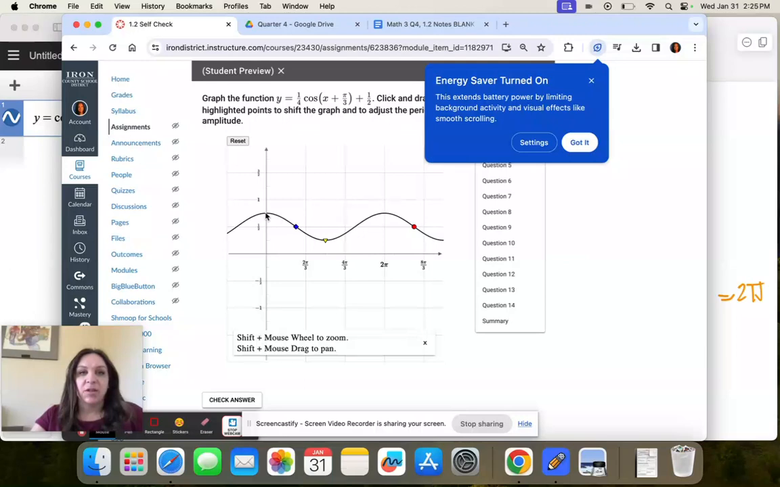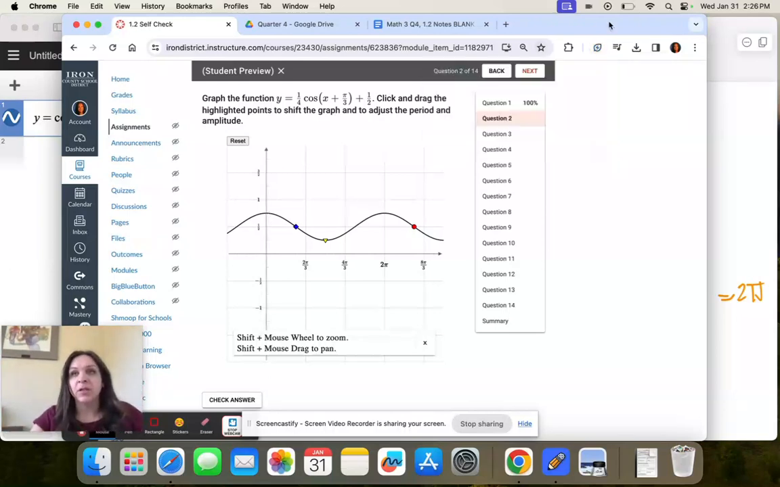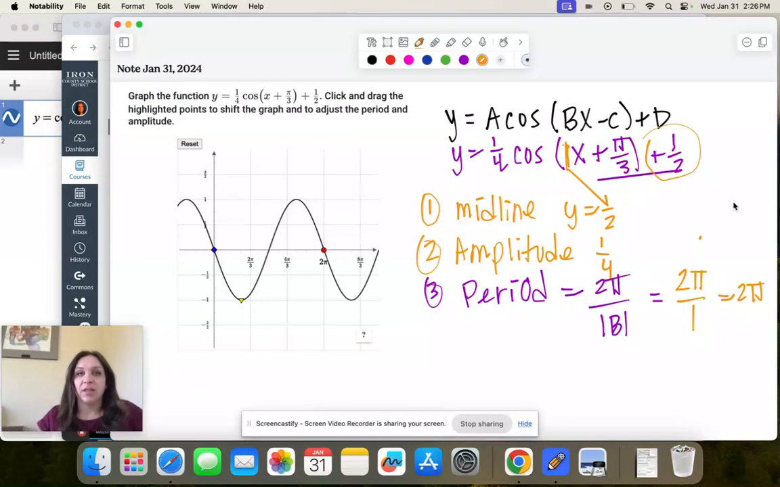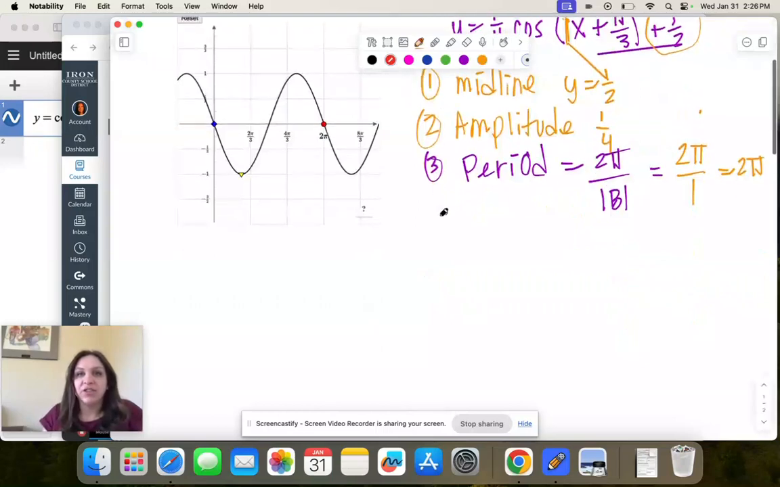So I like to go to the maximum. So that's 0. And then that one is at 2 pi. So we don't need to move anything right now. It's already cycling at 2 pi. Our maximum starts at 0, it ends at 2 pi, so the total distance is 2 pi. All right. The last thing we want to look at is the phase shift.